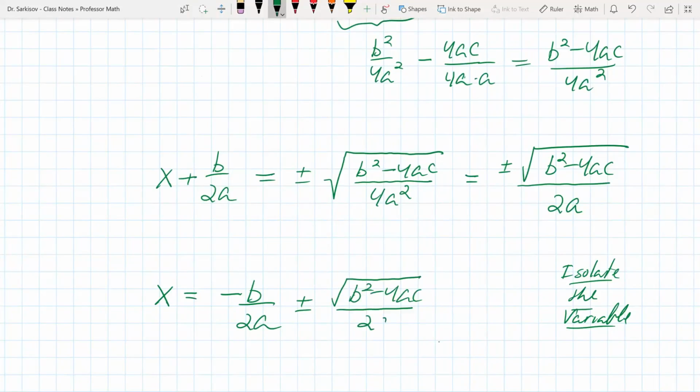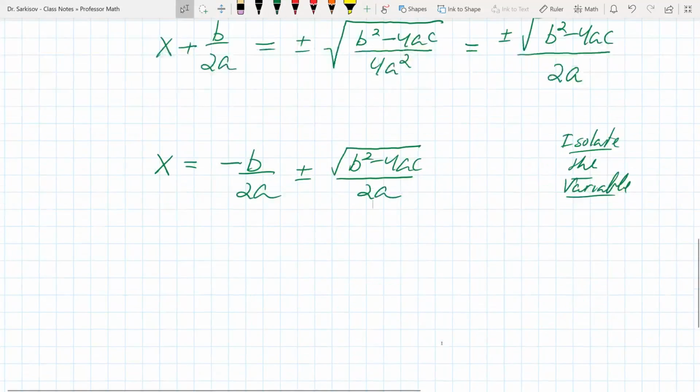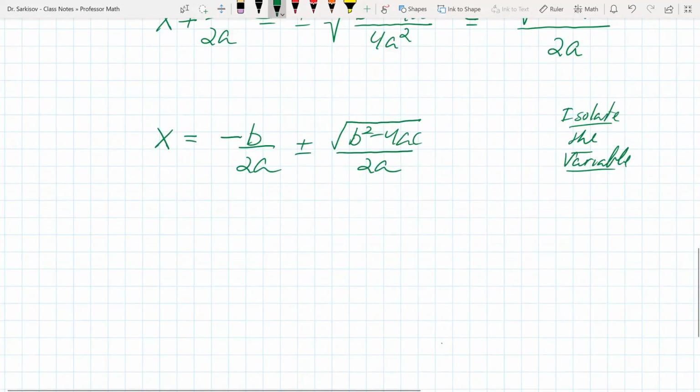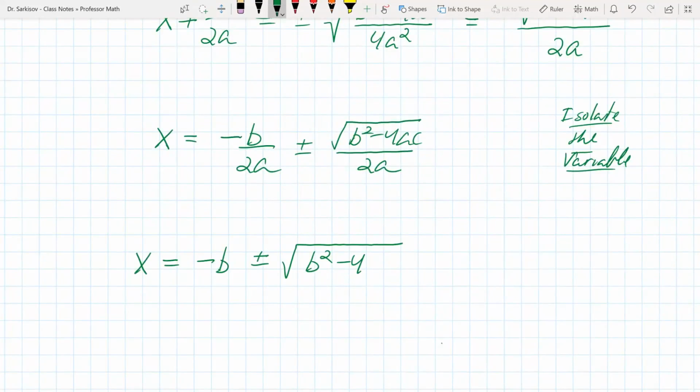Now, what we can do here is combine these fractions. They have a common denominator already, 2a. And so x is equal to negative b, right, plus or minus the square root of what? B squared minus 4ac, all that together, all over 2a. You know what this is? We have just derived the quadratic formula.